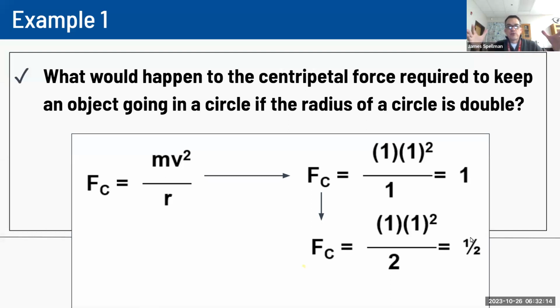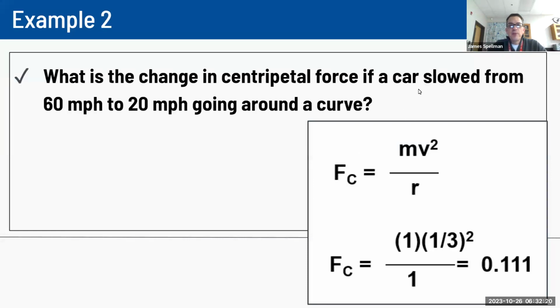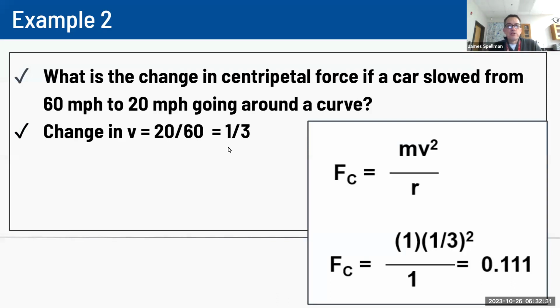So if you double the radius of the circle, you're going to end up cutting the amount of force in half. All right. What if we change the speed of a car? So if a car goes from 60 to 20 miles an hour around a curve, one of the things to keep in mind with this is we always want to look at it in terms of proportions or fractions.